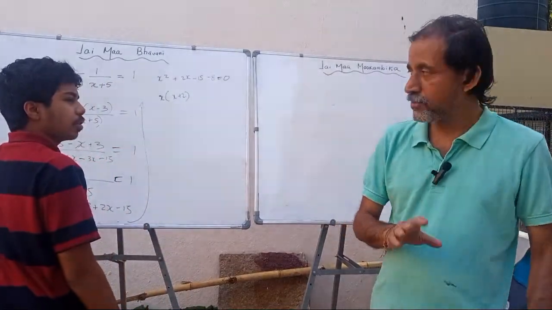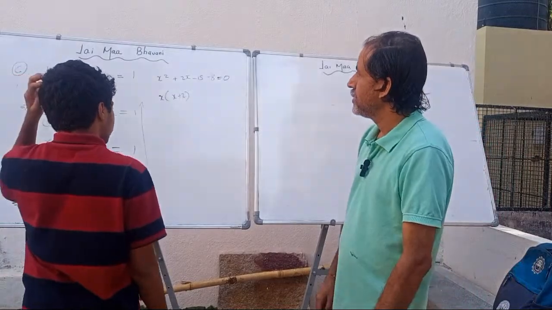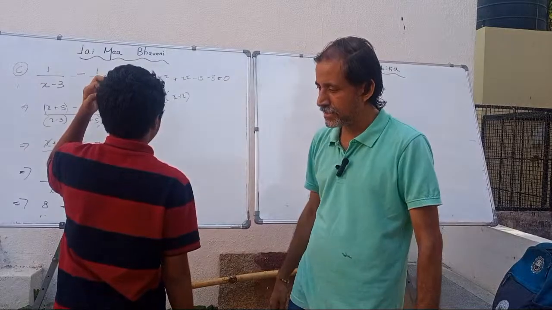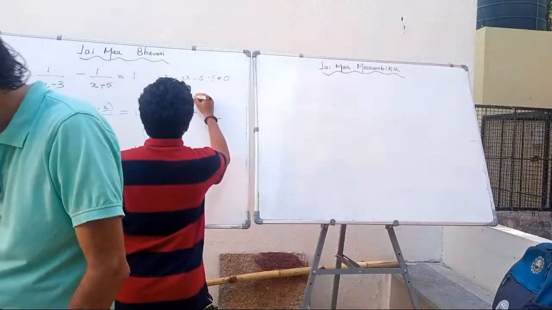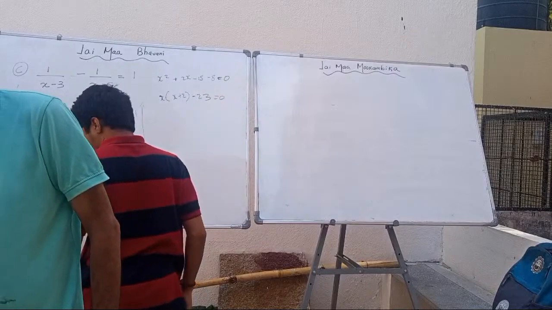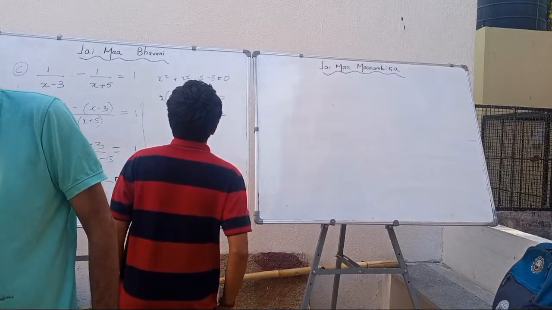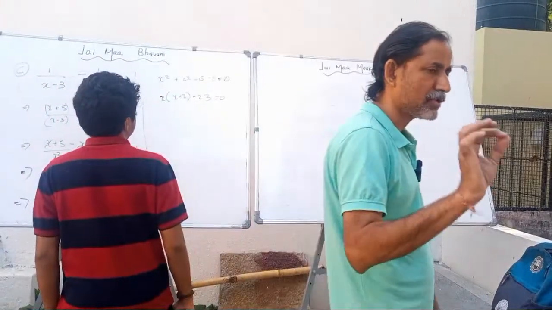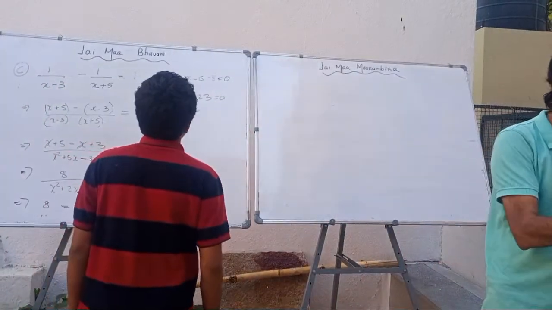What will we do? Add this, no? Minus 15 minus 8. So you will get the value of y. Once you get the value of y, you have to say y is equal to x square minus x. Let's say y is equal to 10. So x square minus x is equal to 10. Solve that quadratic equation.